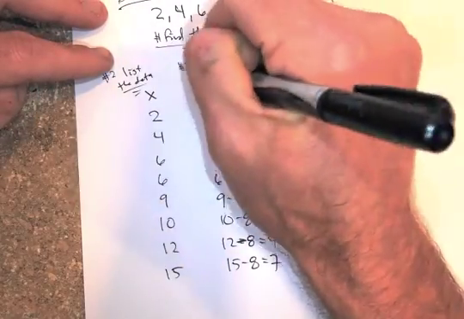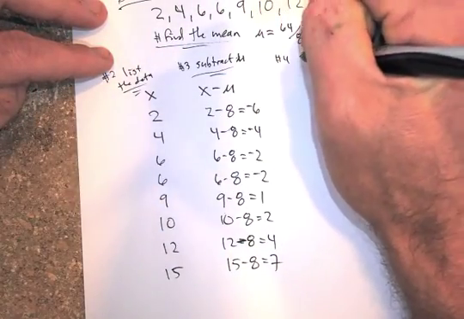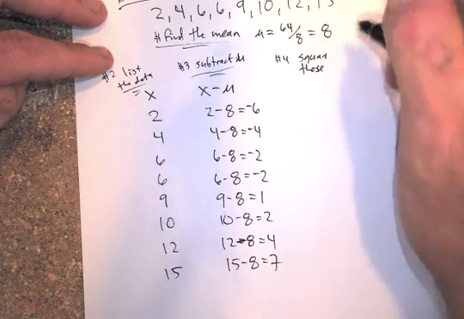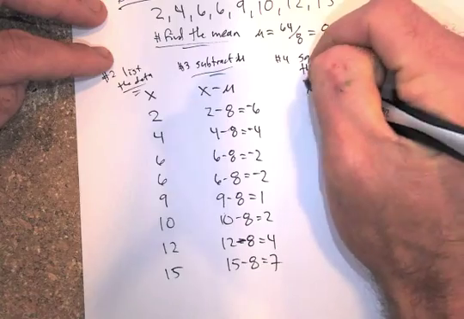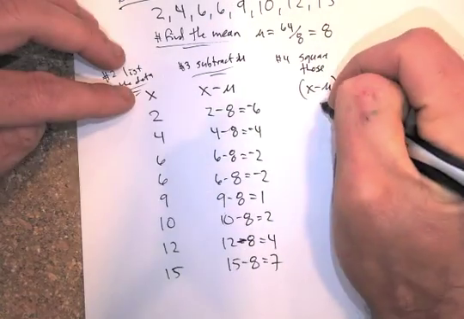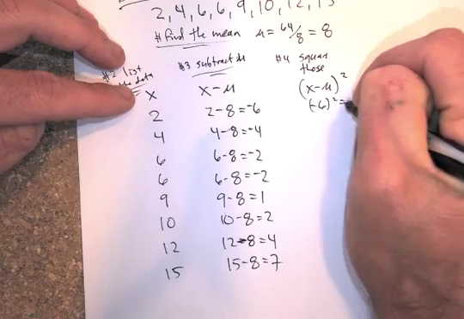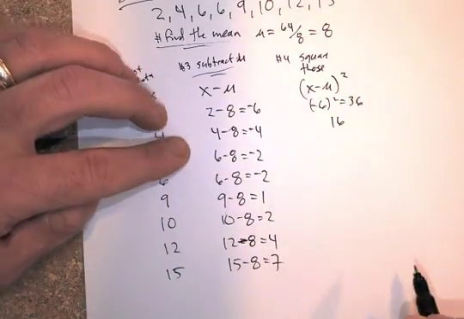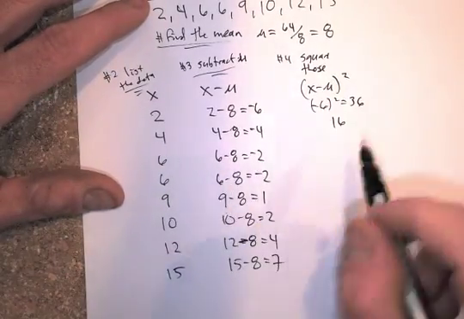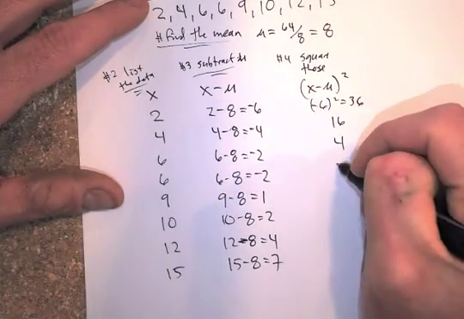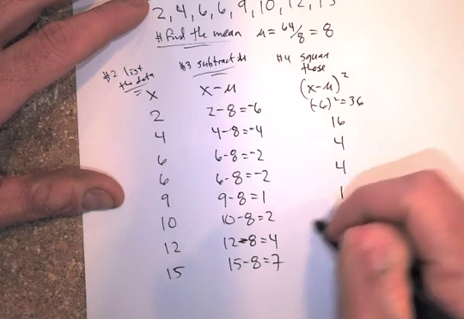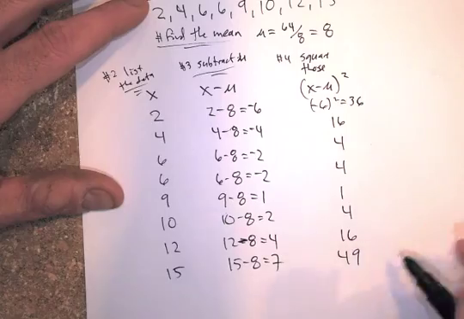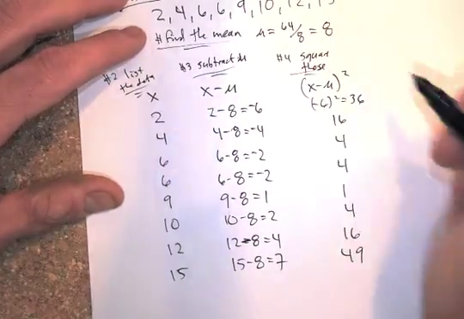Next step, step 4, is square those. So I'm going to take my X minus mu, that answer, and just square it. So negative 6 squared is 36. Negative 4 squared, don't need to show you the work, I don't think, 16. Negative 2 squared is 4. Negative 2 squared is 4. 1 squared is 1. 2 squared is 4. 4 squared is 16. 7 squared is 49. Okay, so I squared all those answers.